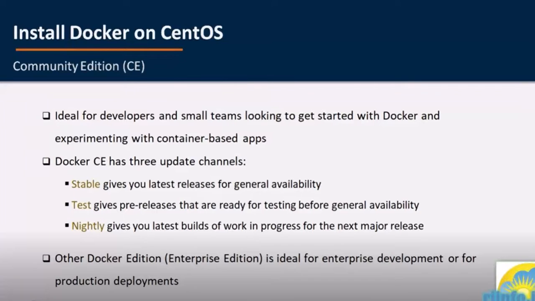Docker Community Edition maintains three streams for the software releases. Stable channel provides the generally made available versions. Test channel releases the builds before general availability for testing purposes. Nightly builds provide the work-in-progress type of builds for the next major release of Docker.